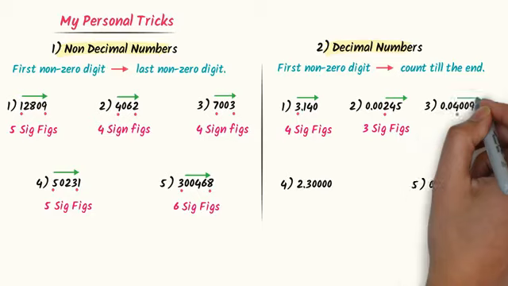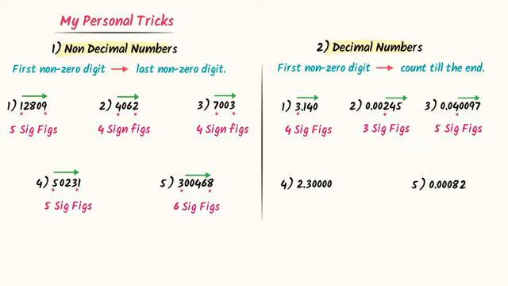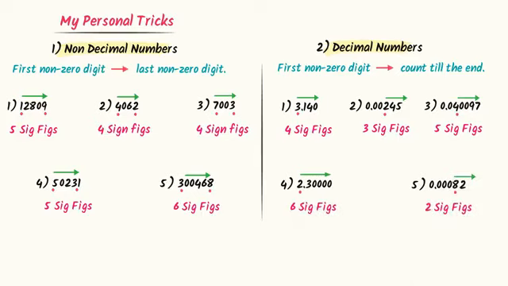I count till the last digit, so there are 5 significant figures. In the fourth number, 2.30000, the first non-zero digit is 2. I count till the last digit, so there are 6 significant figures. Thus remember that in case of decimal numbers, we go from first non-zero digit to the last.